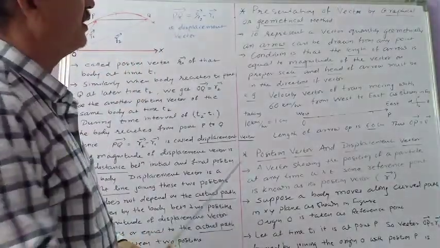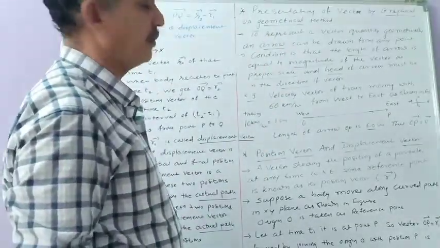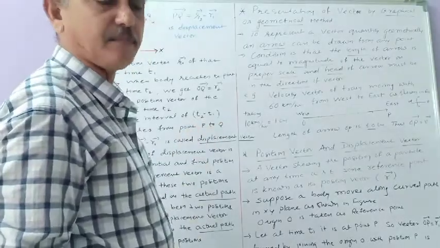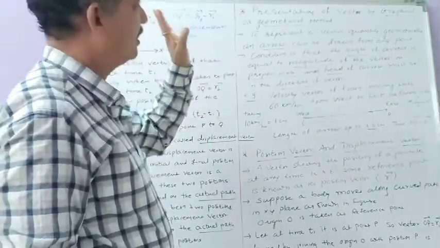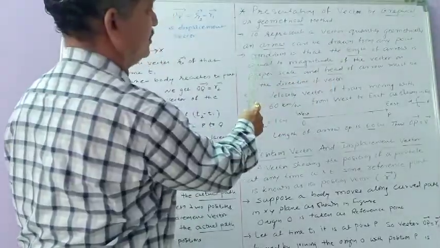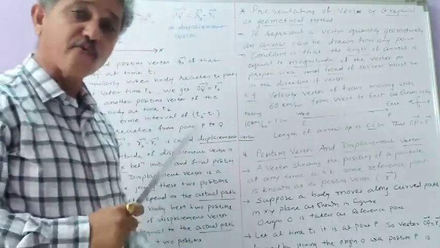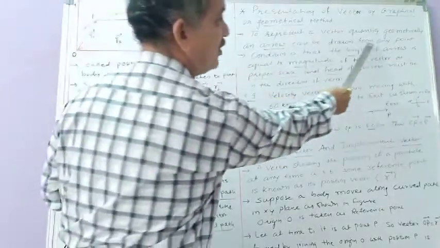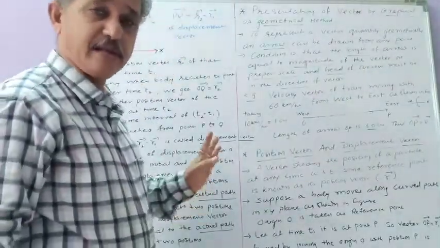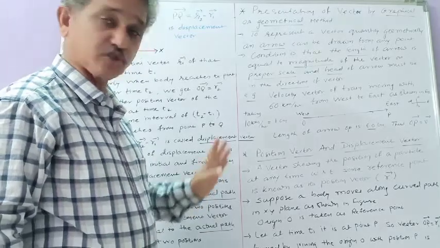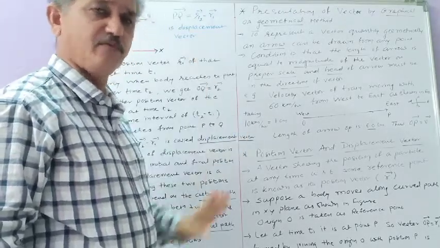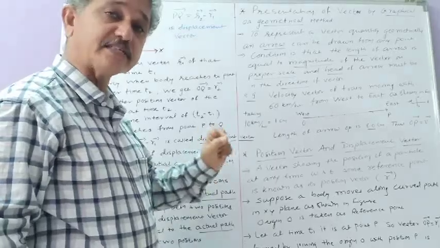Now let us see the next topic. It is the representation of a vector by a graphical method or by a geometrical method. How can a vector be represented by a graphical or geometrical method? To represent a vector quantity geometrically, we have to draw an arrow from any point. There is no restriction regarding the selection of the point. You can take the point from anywhere, and that point is considered as a reference point.